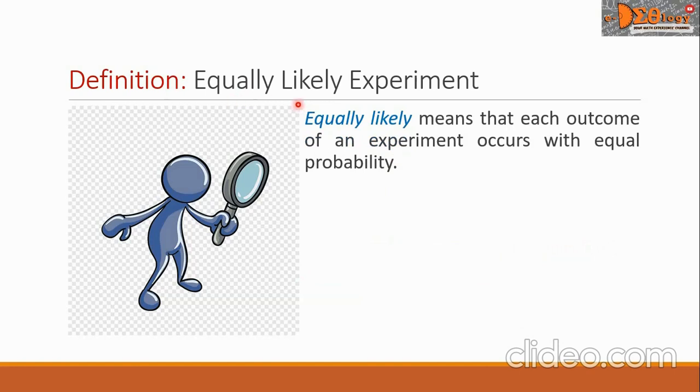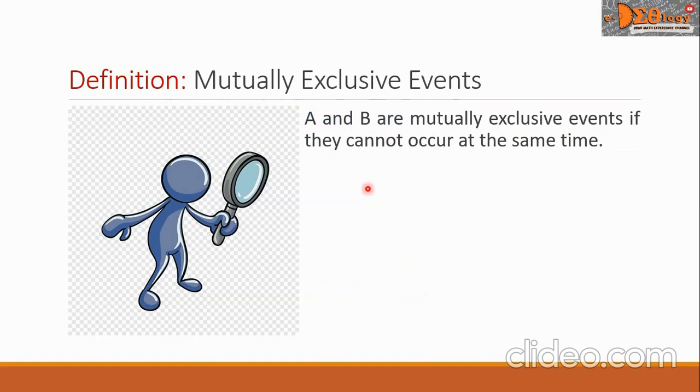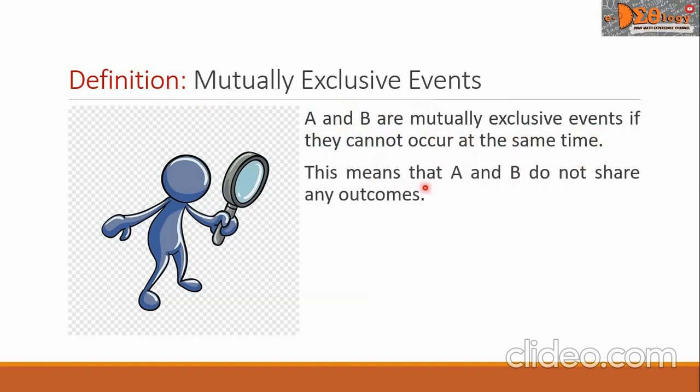Let us define equally likely experiment. Equally likely means that each outcome of an experiment occurs with equal probability. Example, if you toss a fair coin, a head and a tail are equally likely to occur. Let us define mutually exclusive events. A and B are mutually exclusive events if they cannot occur at the same time. This means that A and B do not share any outcomes.